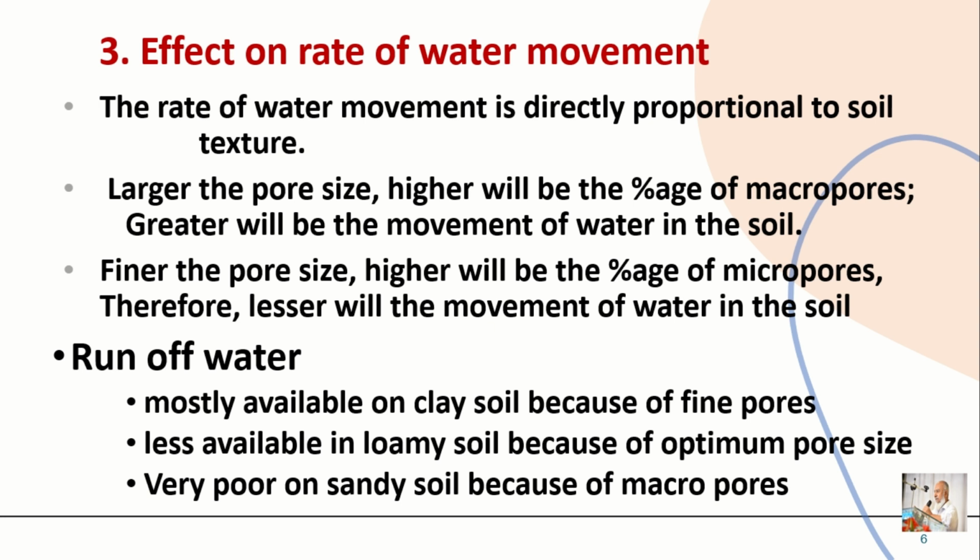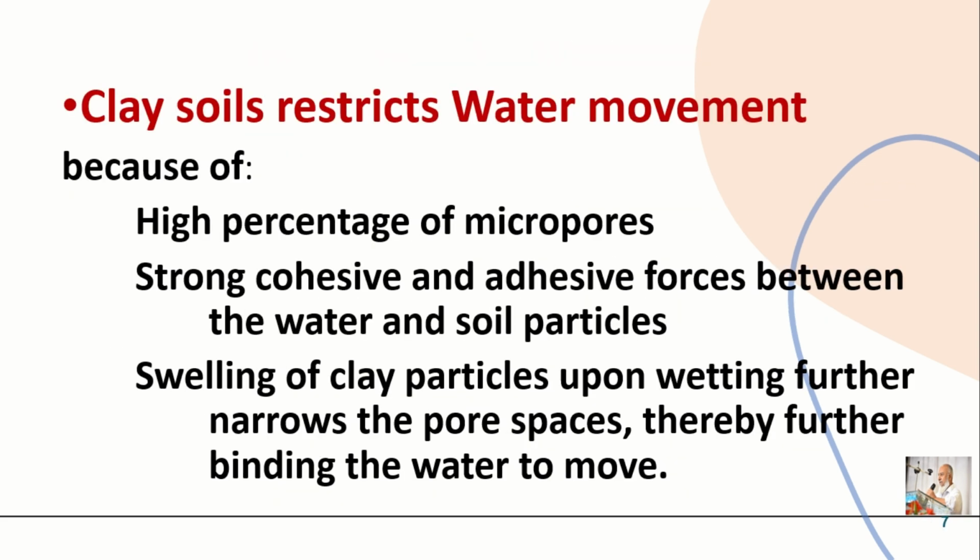Runoff is less in the loamy soil. If you have experience, you irrigate the loamy soil, and after an hour or so you dig it out. The surface would be wet and below the surface it would be dry, as if it has not received anything. So no water has been received by it.